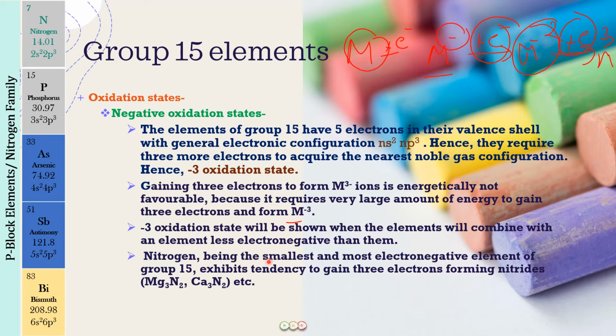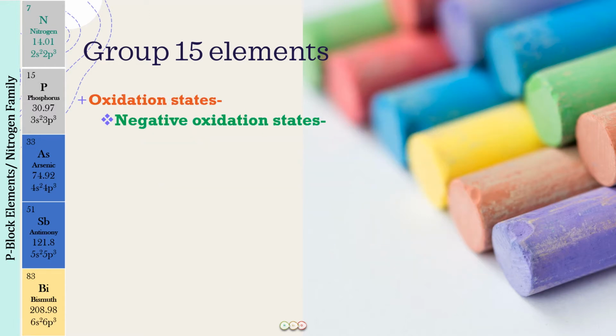Okay, so what we find is that nitrogen, because of all these factors, has a tendency to gain 3 electrons and form the nitrides like magnesium nitride, calcium nitride, lithium nitride, and so on. So nitrogen, being the smallest, most electronegative element, has a tendency to gain the 3 electrons and form the nitrides. Now, what about the other elements apart from nitrogen?